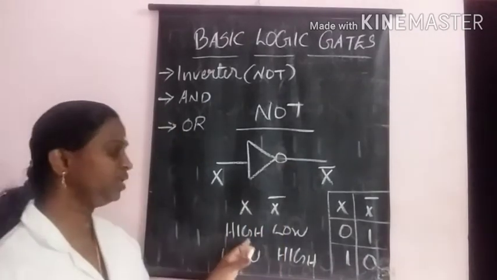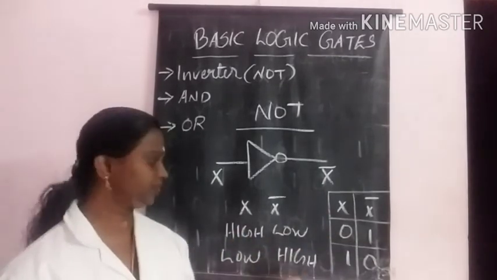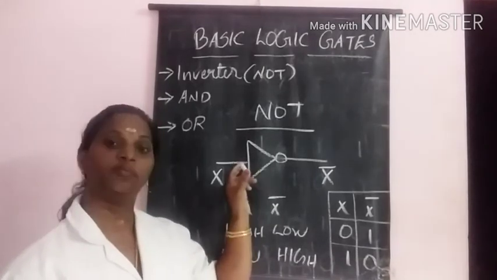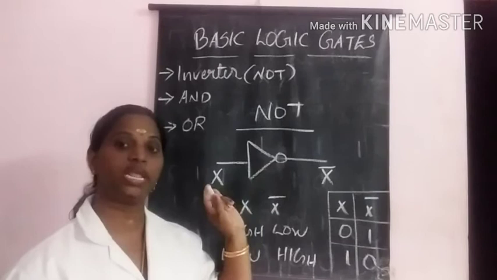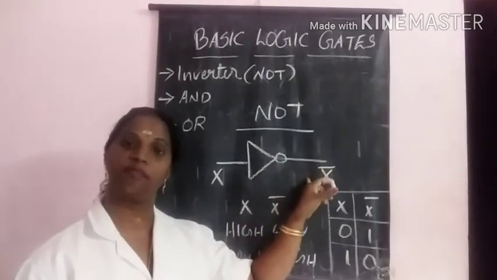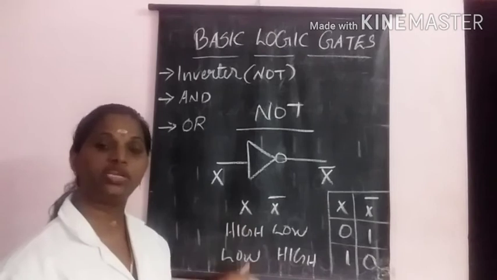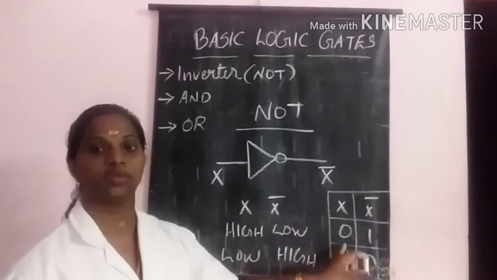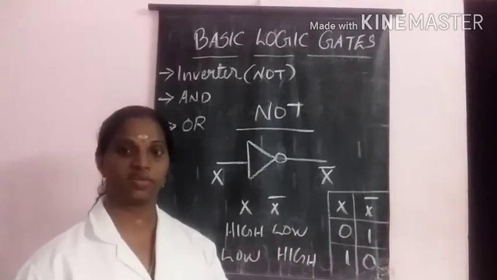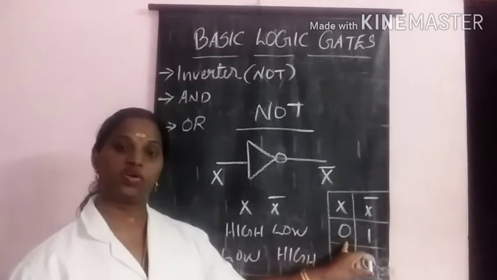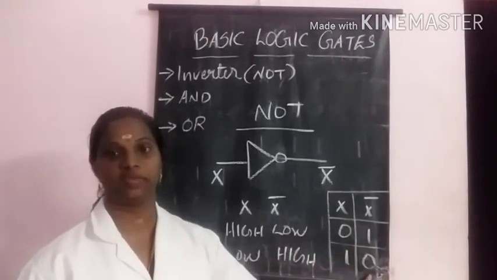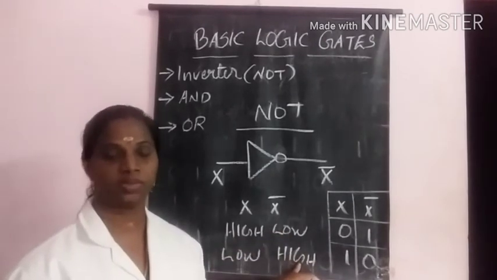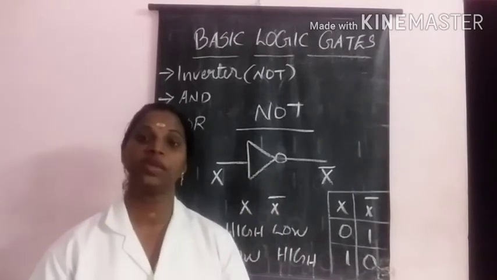This is the truth table for the NOT gate. Only 2 values here, only 1 input. The NOT gate works with only 1 input and produces only 1 output. So here we have only 2 values, high and low, that is 0 and 1. 0 represents low voltage, 1 represents high voltage. Then 0 complement is 1 and 1 complement is 0. Here high complement is low and low complement is high. Clear?